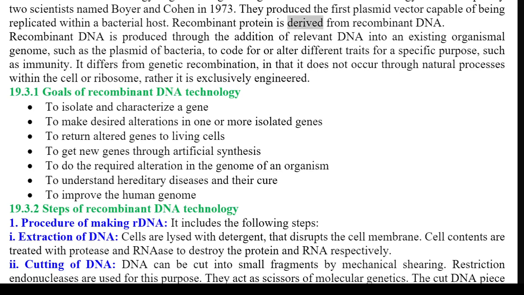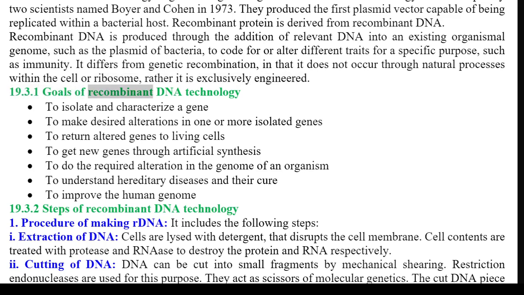Recombinant protein is derived from recombinant DNA. Recombinant DNA is produced through the addition of relevant DNA into an existing organismal genome, such as the plasmid of bacteria, to code for or alter different traits for a specific purpose, such as immunity. It differs from genetic recombination, in that it does not occur through natural processes within the cell or ribosome, rather it is exclusively engineered.